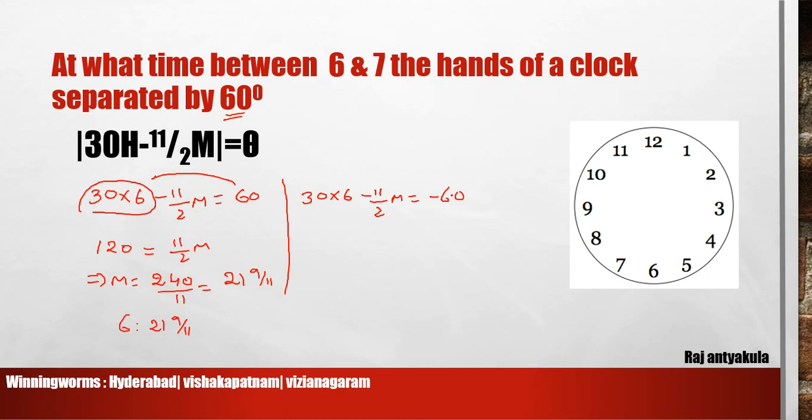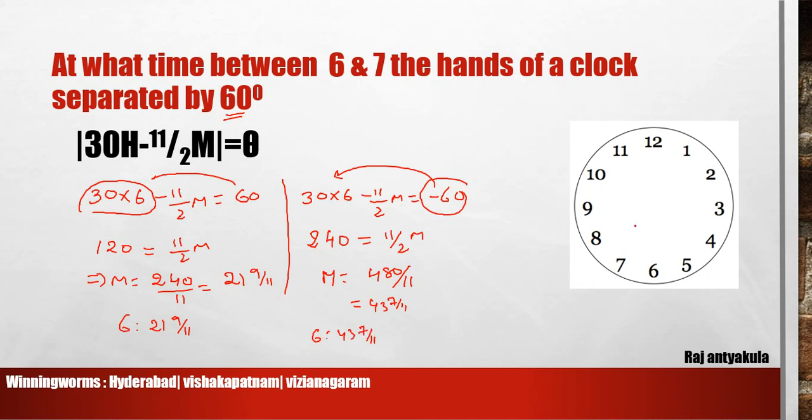In the other case, 30 into 6 is how much? 180. If you bring minus 60 to the left hand side, it will become plus 60. 180 plus 60, 240, is equal to 11 by 2m, because you are sending minus 11 by 2m to the right hand side, and this minus will become plus. So m is equivalent to 480 by 11, which is equivalent to 43 7 by 11. It means at 6:43 7 by 11 the angle will be 60 degrees.